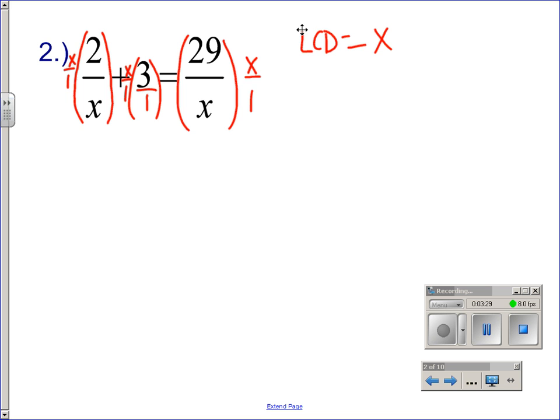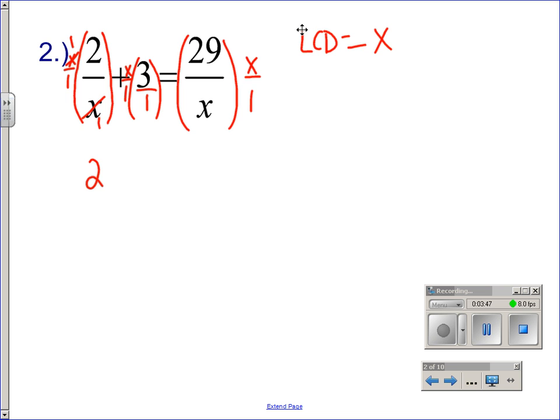So now let's look at the first fraction. What can we cancel top to bottom? The x's. Good. So what are we left with? When we cancel, there's 1. So 1 times 2 is 2. And then on the bottom, we just have 1 times 1. So the bottom disappears.